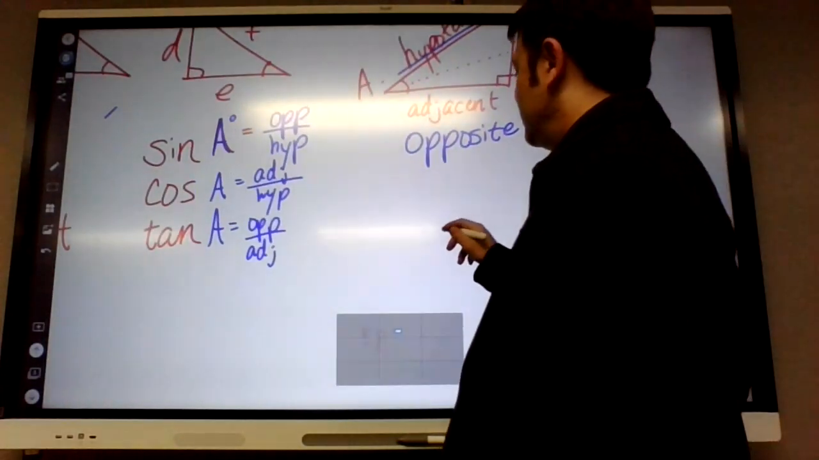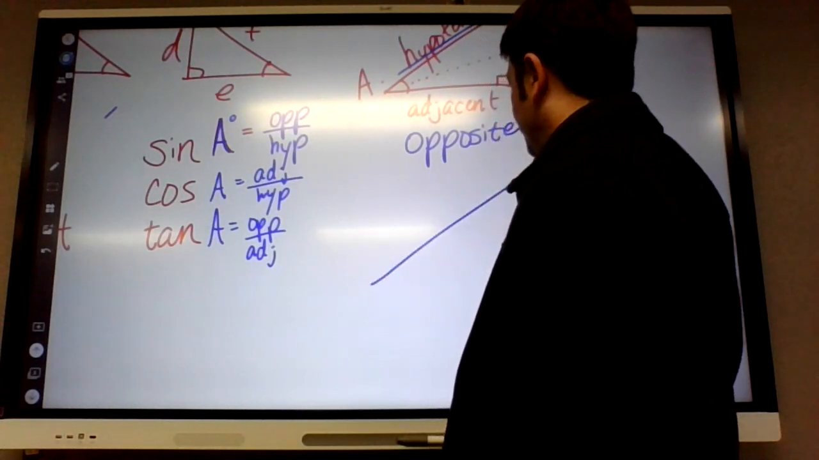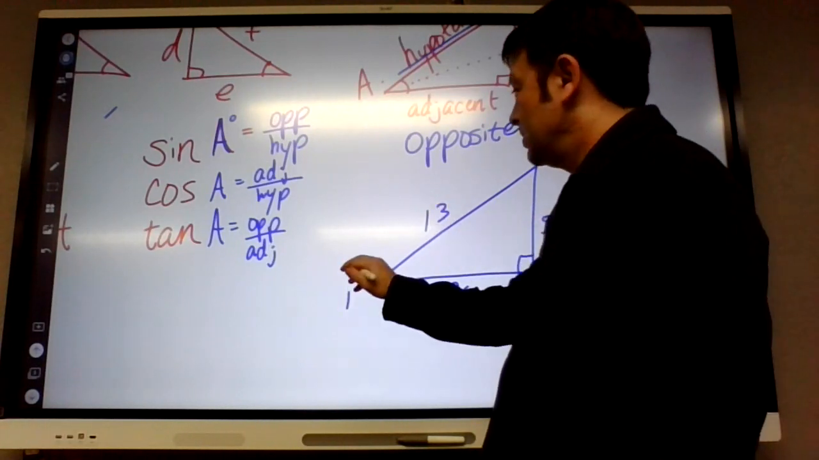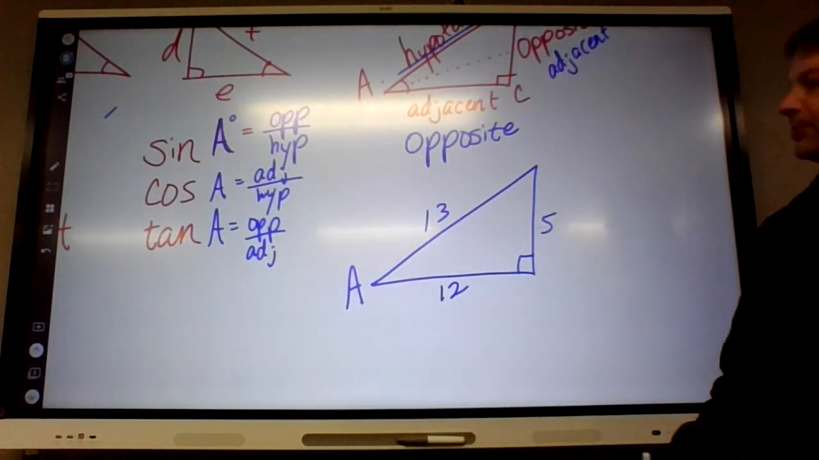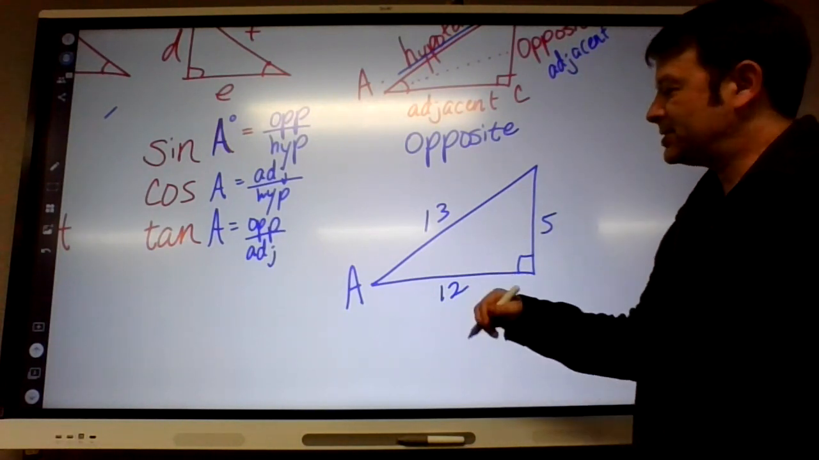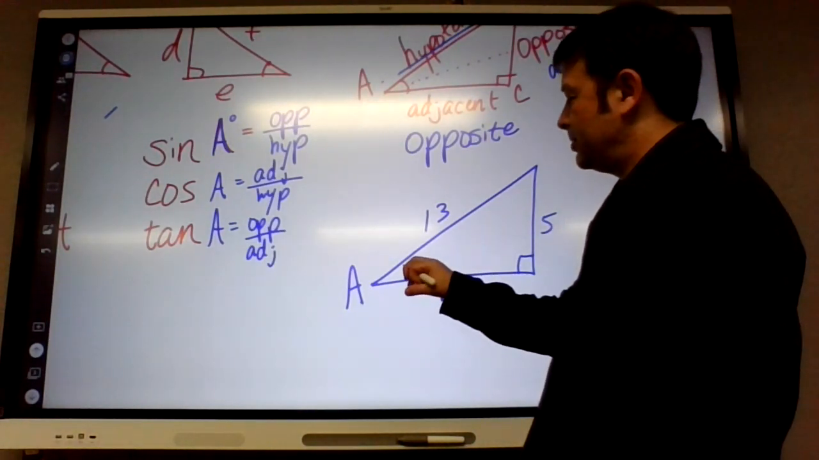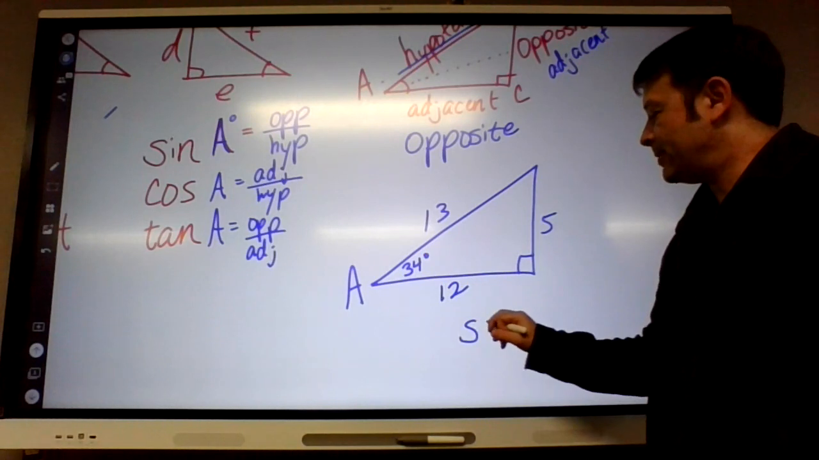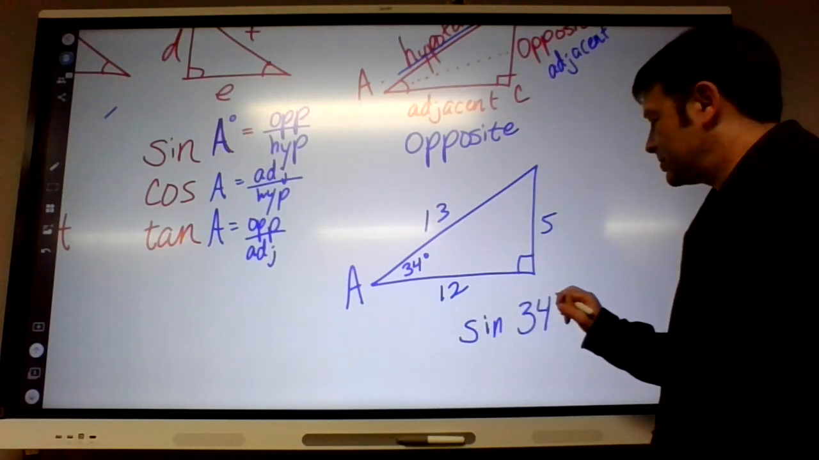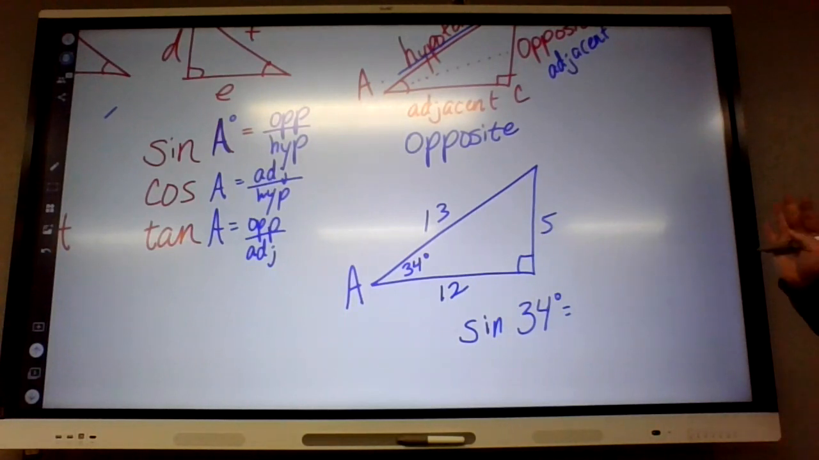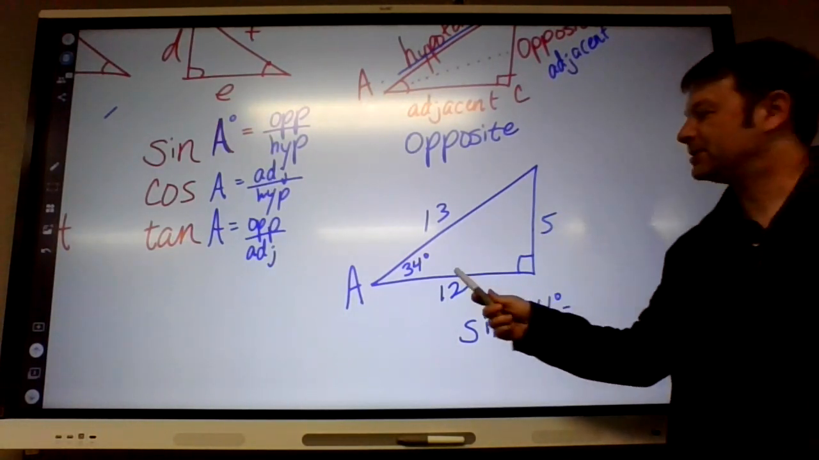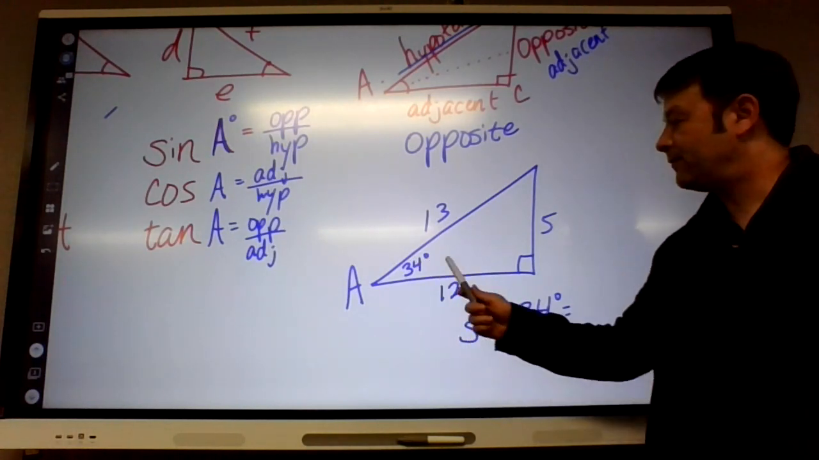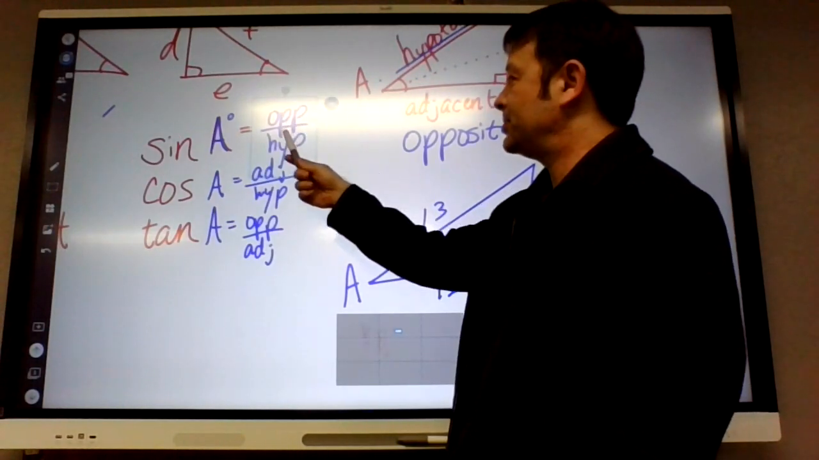Okay, so, for example, let's say I have this triangle. This is my angle that I'm talking about. I don't know what angle A would be here. Let's pretend that it was like 34 degrees. Okay, so if I plugged in sine of 34 degrees, I just made this up so it's not gonna be right on the calculator, because I'm not sure what it is. But if I plugged in sine of 34, what it should tell me is the ratio of opposite over hypotenuse.